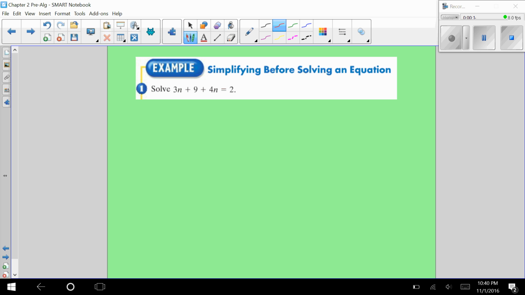So we want to look at the side of the equation with the variable on it. You'll notice we have 3n plus 9 plus 4n. Well, we know how to simplify that. We find our like terms, which are 3n and 4n. Add those together, 3n plus 4n makes 7n. My plus 9 is still there. We just now have an equals 2 on the end. And now we can start to solve.